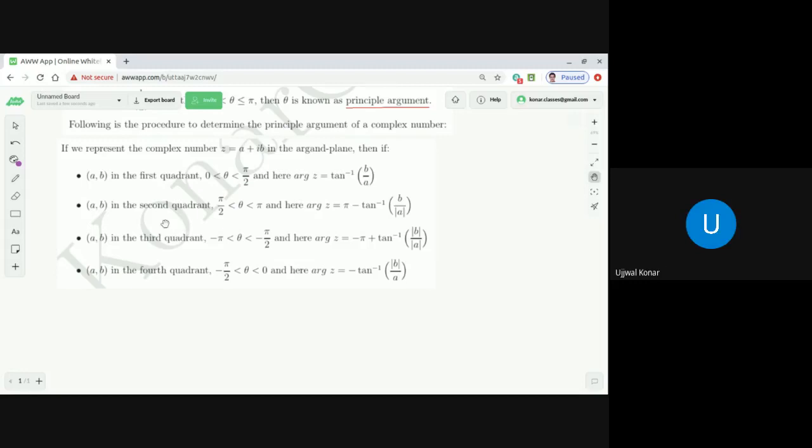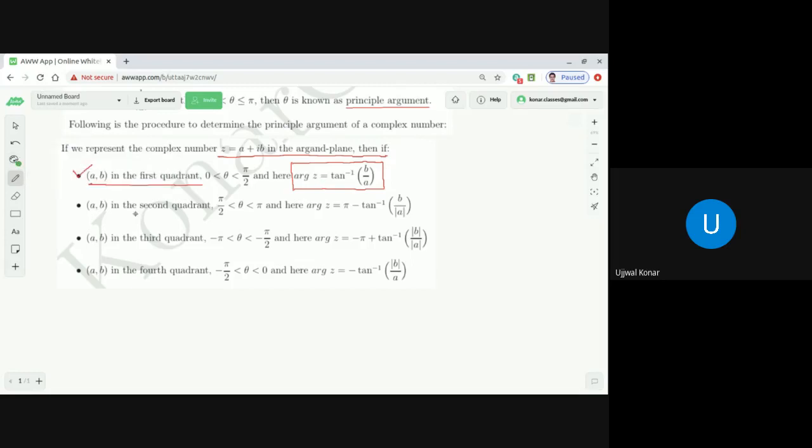So what I'm saying, let me repeat, dear students, this is a very important piece of information. If we represent the complex number z is equal to a plus ib in the Argand plane, and if a, b is in the first quadrant, then the argument of z is equal to tan inverse of b by a, because both a and b are positive. So a, b is in the first quadrant, and the way to find it is that argument of z is equal to tan inverse of b by a.